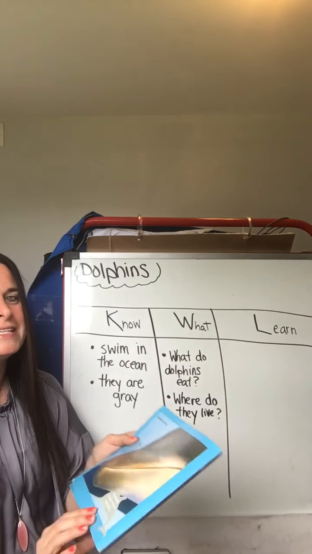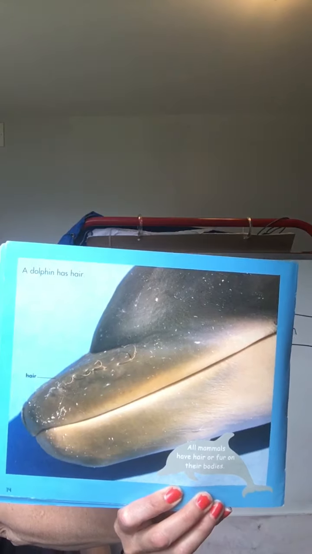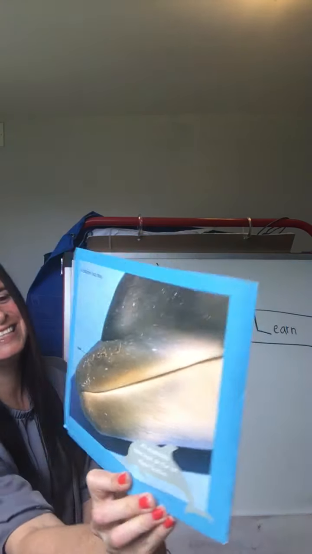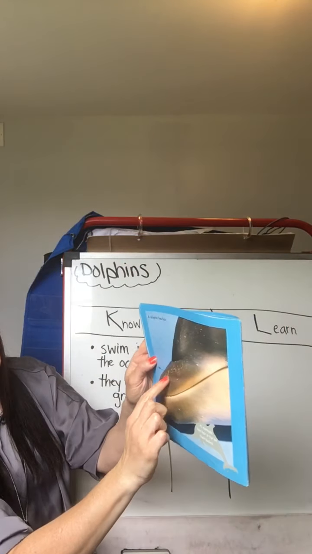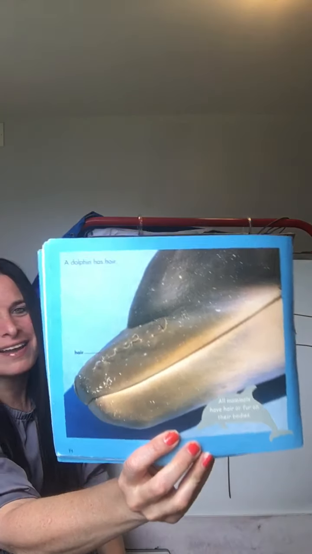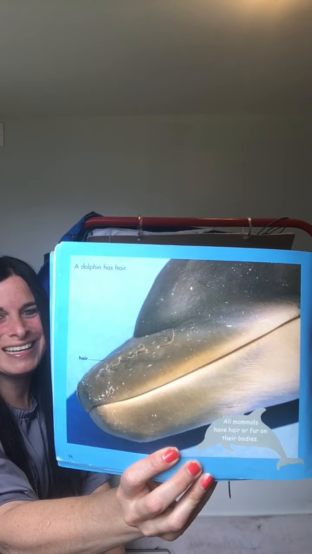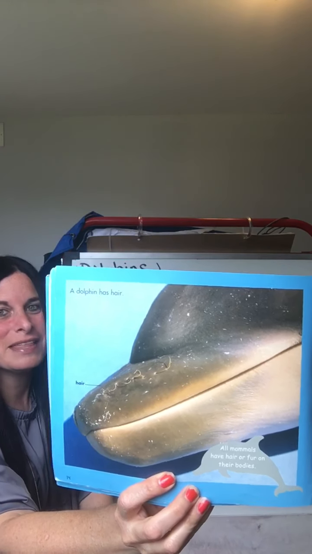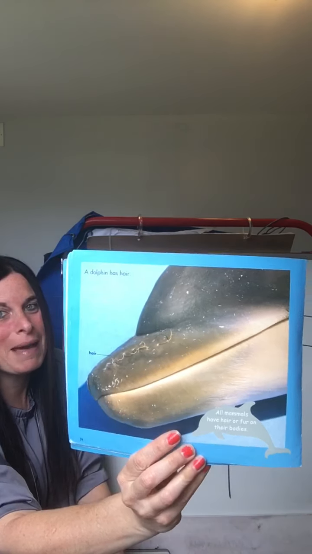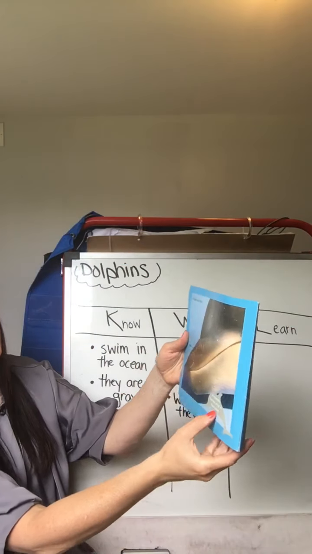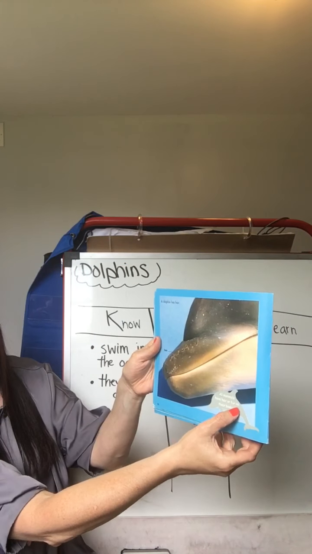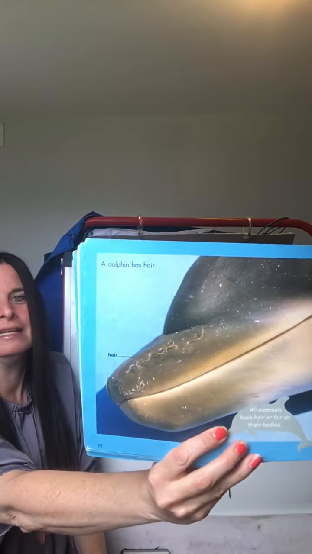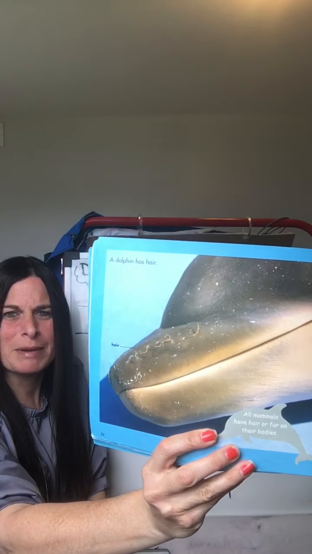Oh, here it is, look. A dolphin has hair. I told you. See, right here, you can see little hairs on its nose. Isn't that crazy? You would never think that, right? But I said all mammals have hair. Here it says, all mammals have hair or fur on their bodies. Wow, Miss Land is so smart.